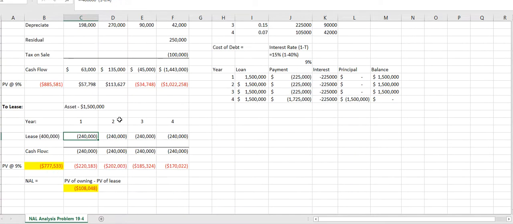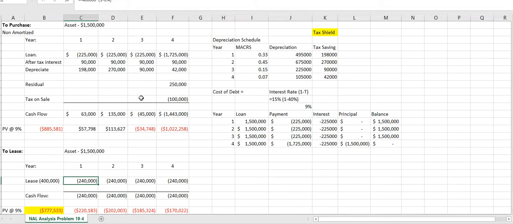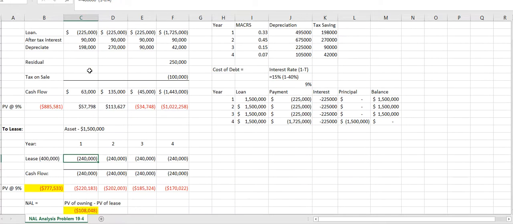But to lease the $1.5 million asset, taking into account the tax shield of your lease as an operating expense, it's only costing you $777,000 to rent or to lease that $1.5 million asset. Thus, it's cheaper to lease. Now, for most small businesses, this is the way they go. It's cheaper. Now, naturally, if you get bigger assets, go out longer periods of time, interest rates drop based on your credit, it becomes more attractive to purchase the asset than lease. But for most small businesses, this is the way to go.